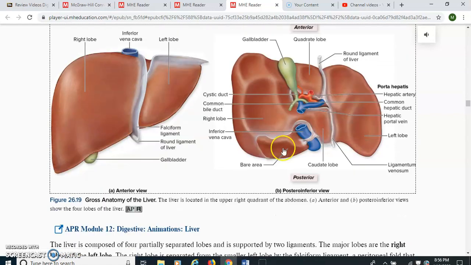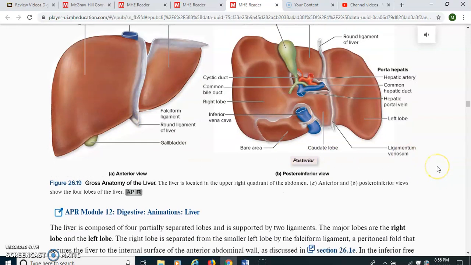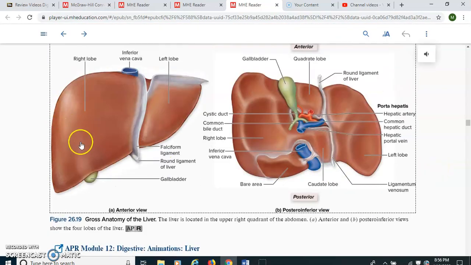All right, so 22, we have a picture here. Slide down to, here's our liver. This is what we looked at in lab. We identified the right and the left lobe of the liver, and the gallbladder was on the inferior surface. So these are our lobes.